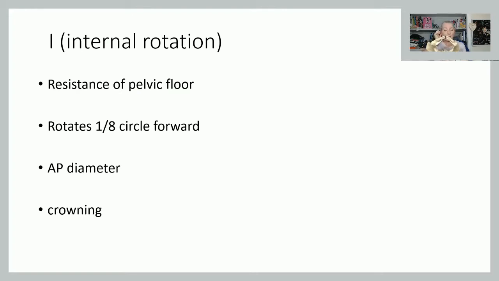So as the baby's head hits the resistance of the pelvic floor, it will force the baby's head to rotate 1/8 of a circle forward, and that will bring it into that AP diameter, so bring it into that wider diameter. And then it goes in and rotates round, and then you will get what's called crowning.